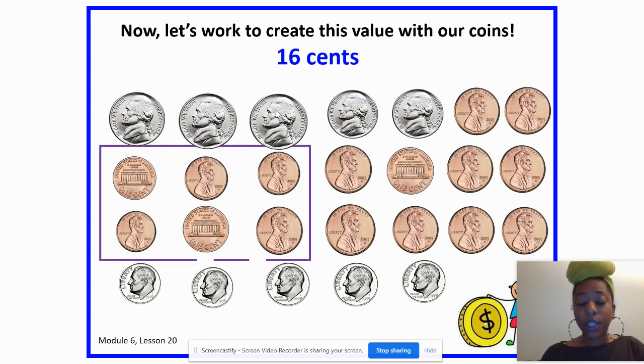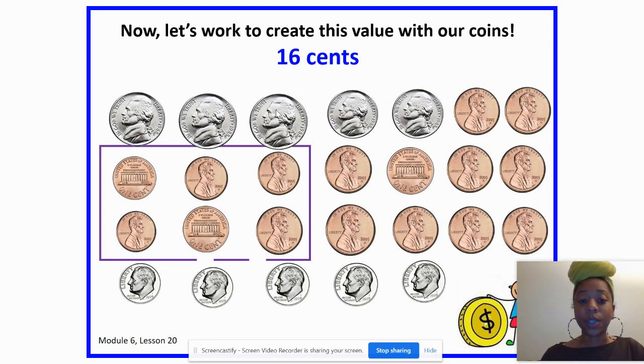Let's count by ones using our pennies that are worth 1 cent. 1, 2, 3, 4, 5, 6. If I have 6 pennies, what can I add to 6 to make 16? I need a 10. Which coin is worth 10? Right, a dime. So 1 dime and 6 pennies equals, you got it, 16 cents.